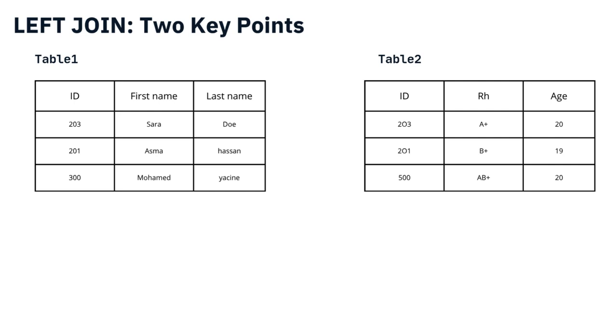On the left, we have got table 1 and on the right table 2. Now, unlike an inner join which keeps only the matching rows, left join keeps all the rows from the left table no matter what. If a matching row is found in the right table, it pulls in the data, but if there is no match, the row from the left table is still kept, and the columns from the right table will just show null.